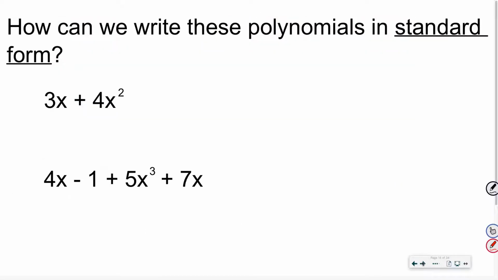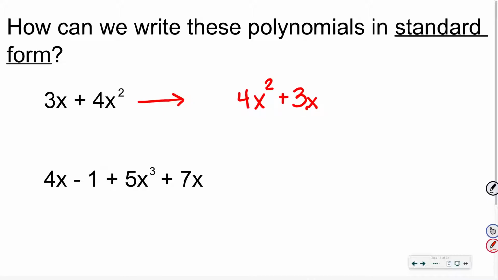So, is this expression in standard form? No. Why not? Because the biggest exponent is on the right side. Yeah, our larger exponent isn't first. How could I just change the order? Yes. Why? Because of the commutative property. So what would that be in standard form? 4x to the 2nd plus 3x.